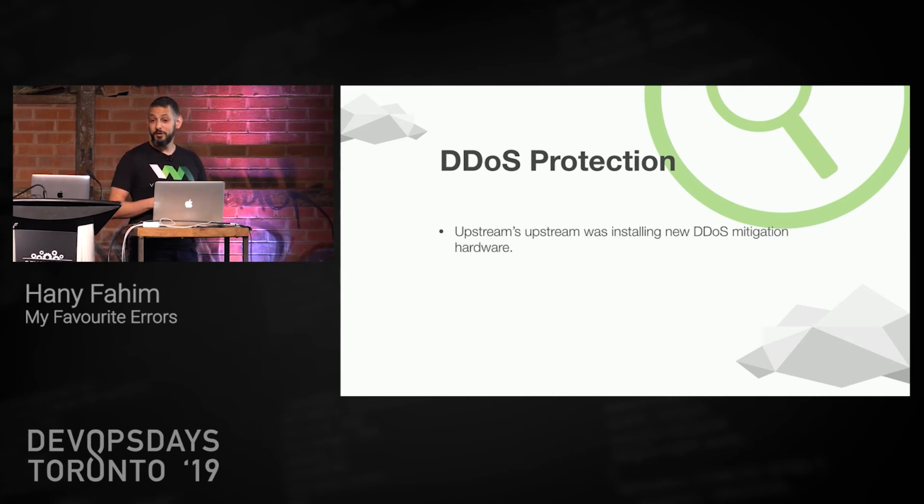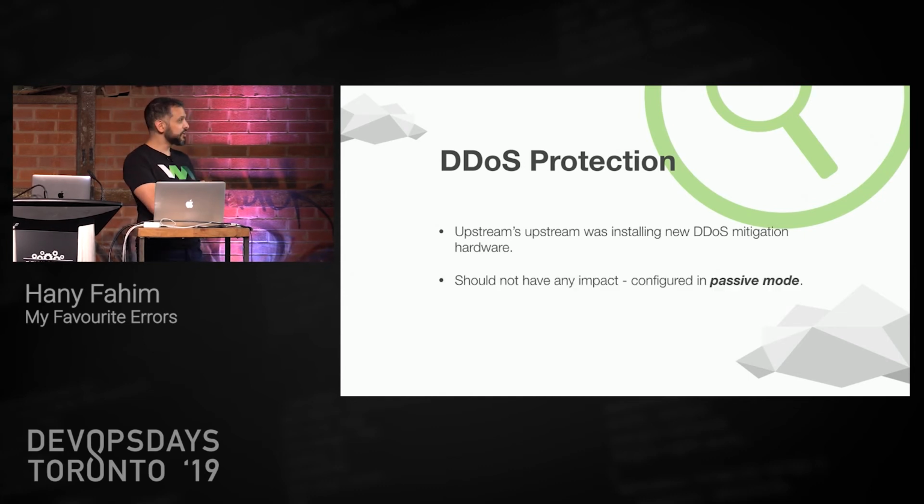Well, apparently their upstream provider was installing some DDoS protection hardware on the network, which really does not sound non-service impacting to me, right? But we were assured that it was non-service impacting because it's being configured in passive mode. So it just quietly passes packets back and forth. Of course, my Spidey sense is tingling at this point. Can we get some confirmation about this? Can we talk to them at least?